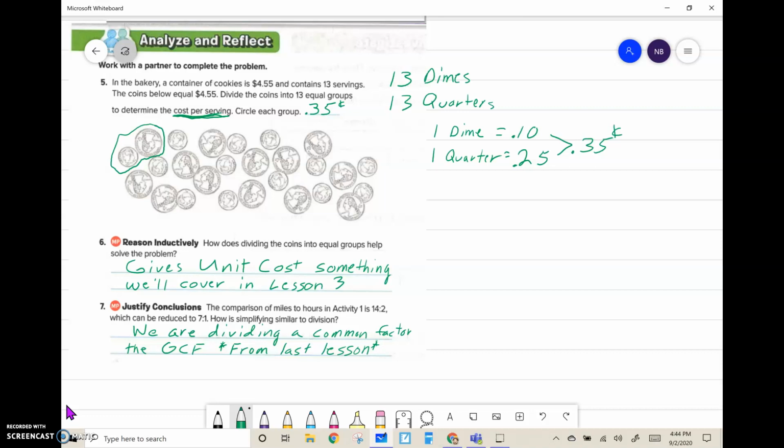And for justified conclusions, the comparison of miles to hours in activity 1 is 14:2 for our ratio. Then we simplified and reduced it to 7:1. So how is simplifying similar to division? Well, because we are dividing by a common factor. That common factor that gets us to the lowest, simplest terms is the GCF, and that's what we used in lesson 1. The good thing about this is everything that we do from lesson 1 and 2 is going to connect with lesson 3.